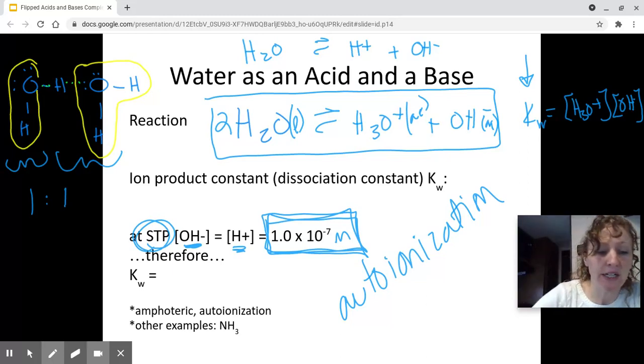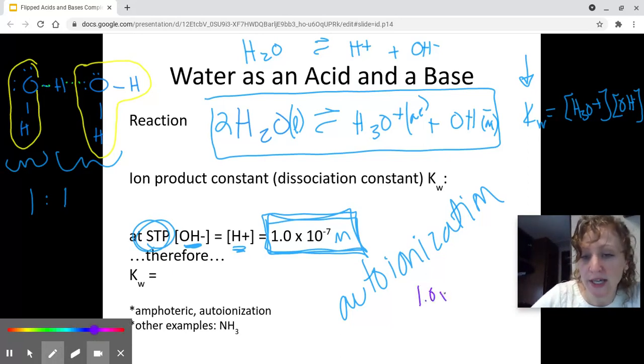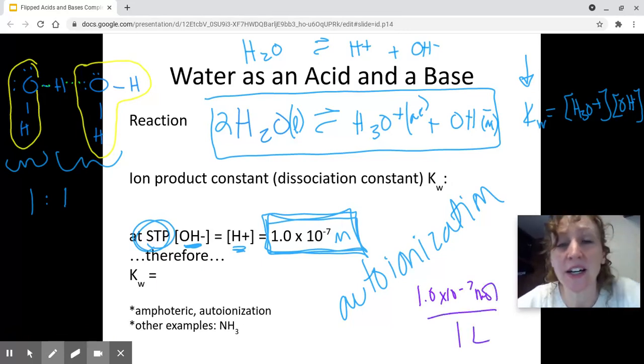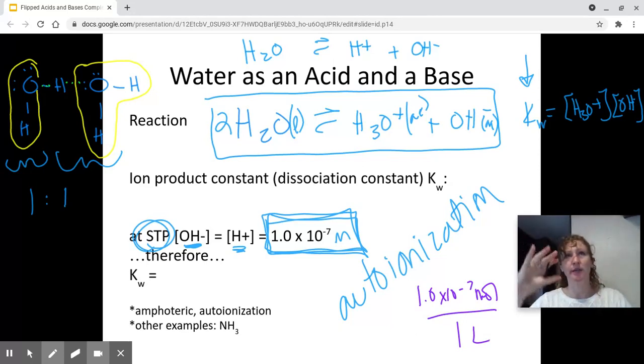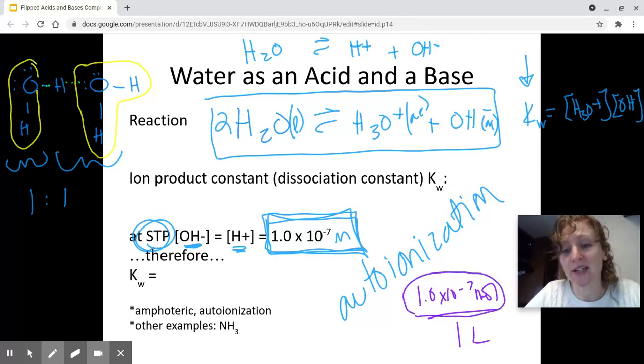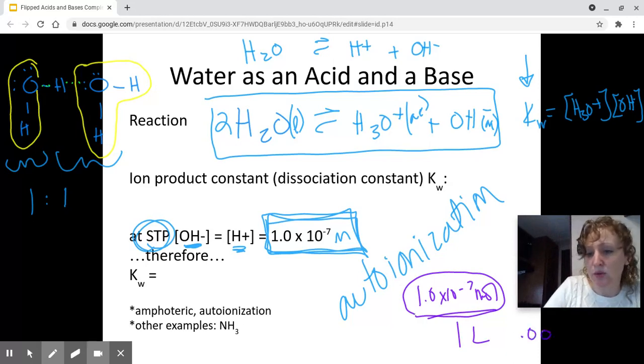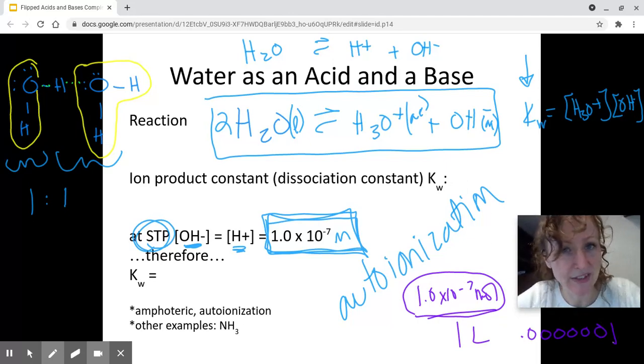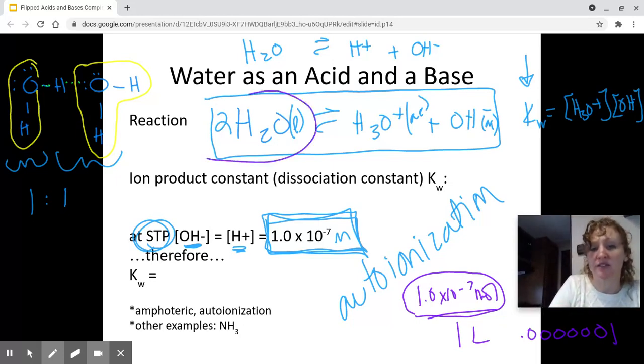For every 1.0 times 10 to the negative 7th mole per 1 liter, right? So if you have 1 liter of water, we can imagine that you're only going to have 1.0 times 10 to the negative 7th mole. 1, 2, 3, 4, 5, 6, 7 moles. That's not very many moles, right? It's a pretty small amount of moles. So you can see that the equilibrium for this reaction highly favors water.